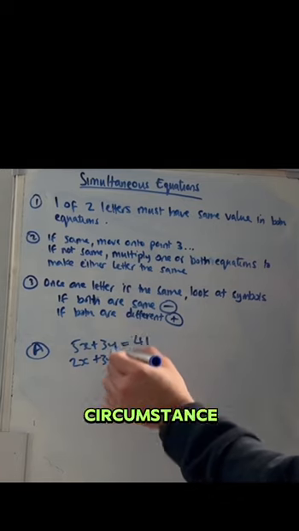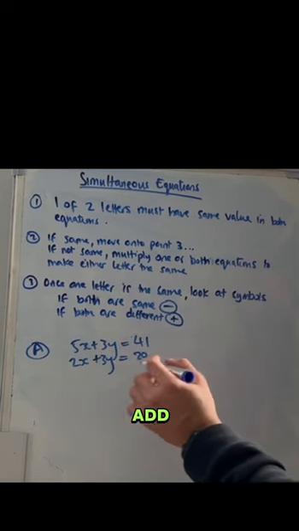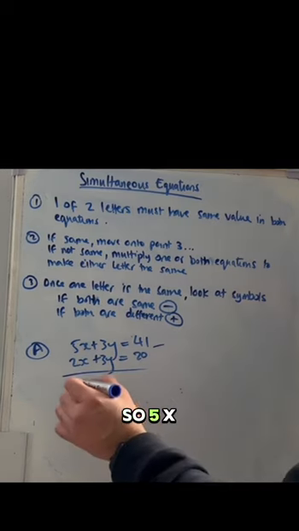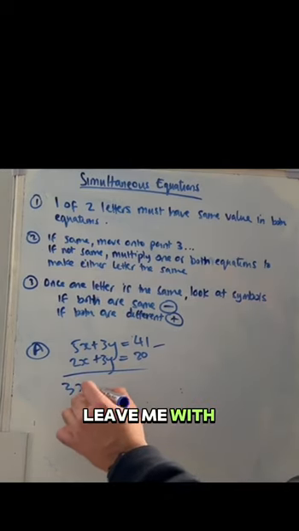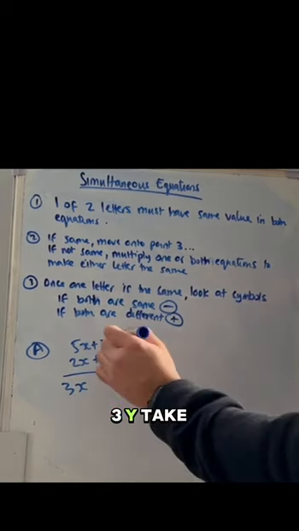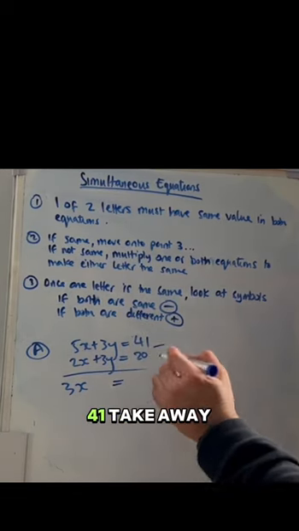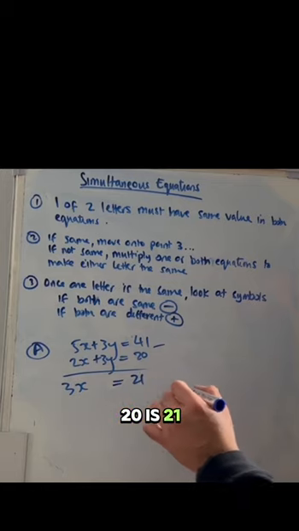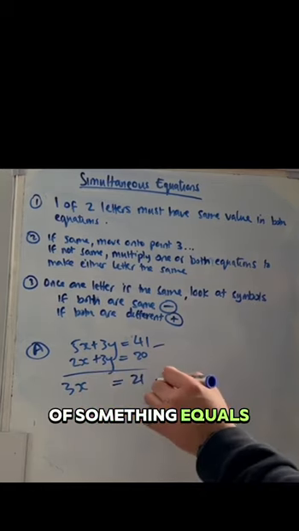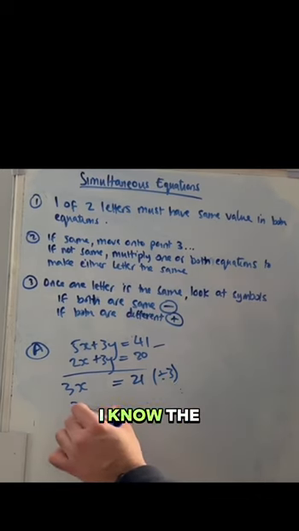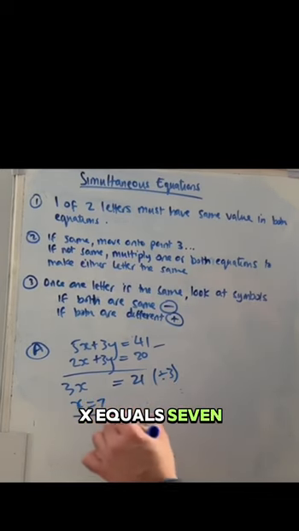In this circumstance, because they're both plus, I can take these two equations away from each other. 5x take away 2x leaves me with 3x. 3y take away 3y is 0, so that's eliminated. 41 take away 20 is 21. So 3 lots of something equals 21. If I divide both sides by 3, x equals 7.